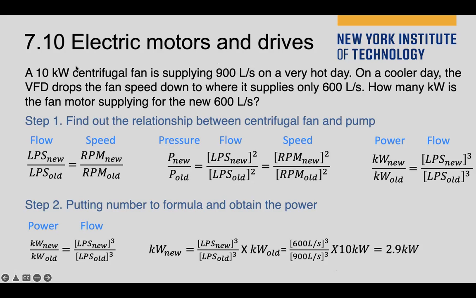So you can see that originally, at 900 liters per second, we need to have 10 kilowatts of the fan. I just make the adjustment on the speed from 900 to 600, but I save more than half the power finally. So that is the power of the variable speed drive compared with the constant speed drive. Any question on this problem?